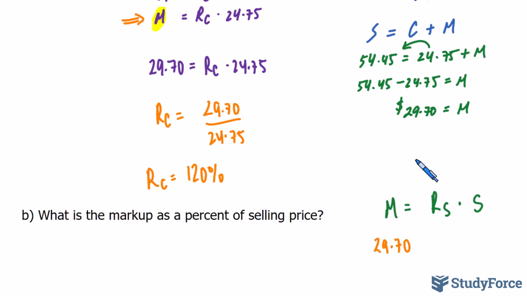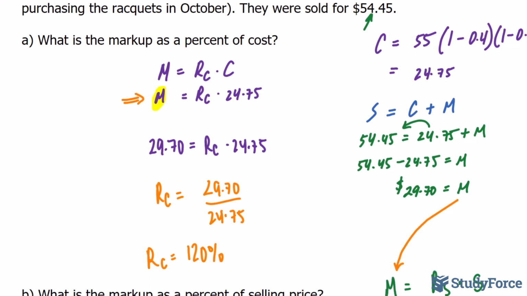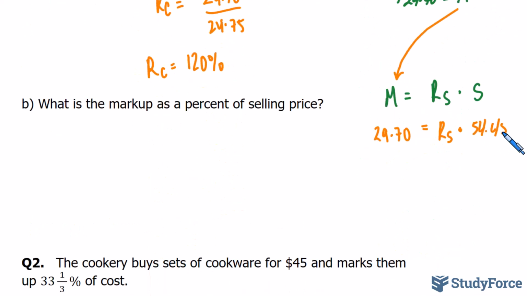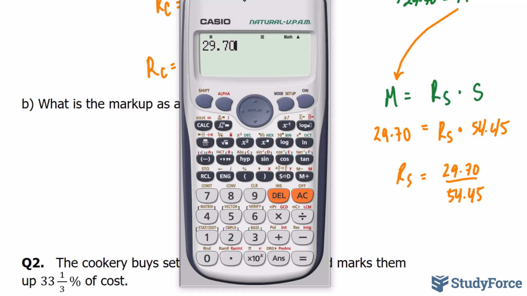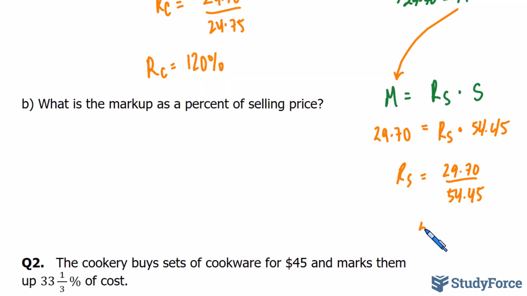So $29.70, which we found here, goes into M. We're looking for R sub S, and the selling price was given in the question as $54.45. If we solve for R sub S by dividing both sides by $54.45, we get R sub S is equal to $29.70 divided by $54.45, and don't forget to immediately multiply by 100%. So 2970 divided by 5445 multiplied by 100, and we end up with an answer of 54.54 repeating, which is to two decimal places 54.55%. 54.55% is roughly the markup as a percent of the selling price.